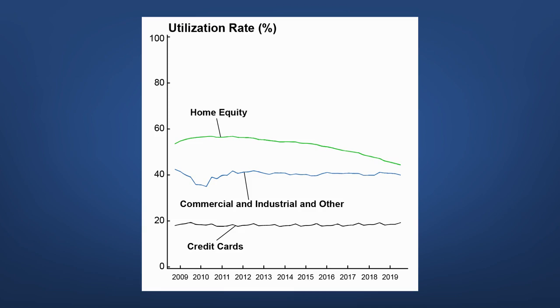This chart is from the FDIC. It shows the utilization rates of the various types of loan commitments in recent years. Home equity lines, business lines, credit cards. Less than 100% means that there is some undrawn amount sitting off the balance sheet somewhere.